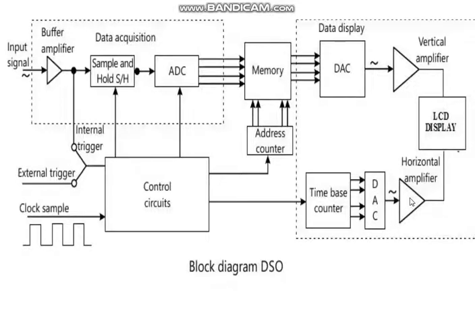That horizontal amplifier will be fed to the LCD display. So amplitude will be given by my vertical amplifier. The time divisions will be given by my horizontal amplifier. So this is the block diagram of a digital storage oscilloscope.